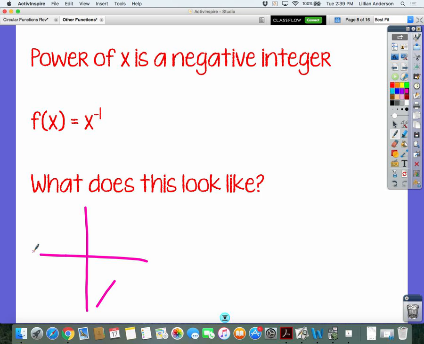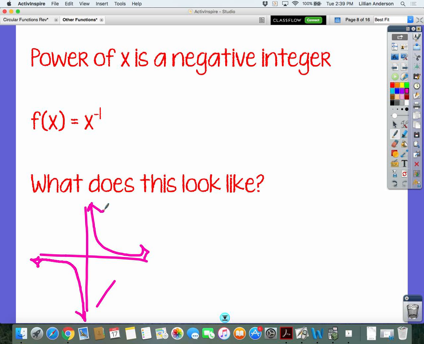Looks like a U in the third quadrant and a U in the second quadrant. Like a real U? No, like a C. And it doesn't touch the Y or the X axis. Is there another part to it? Yeah, on the other side.